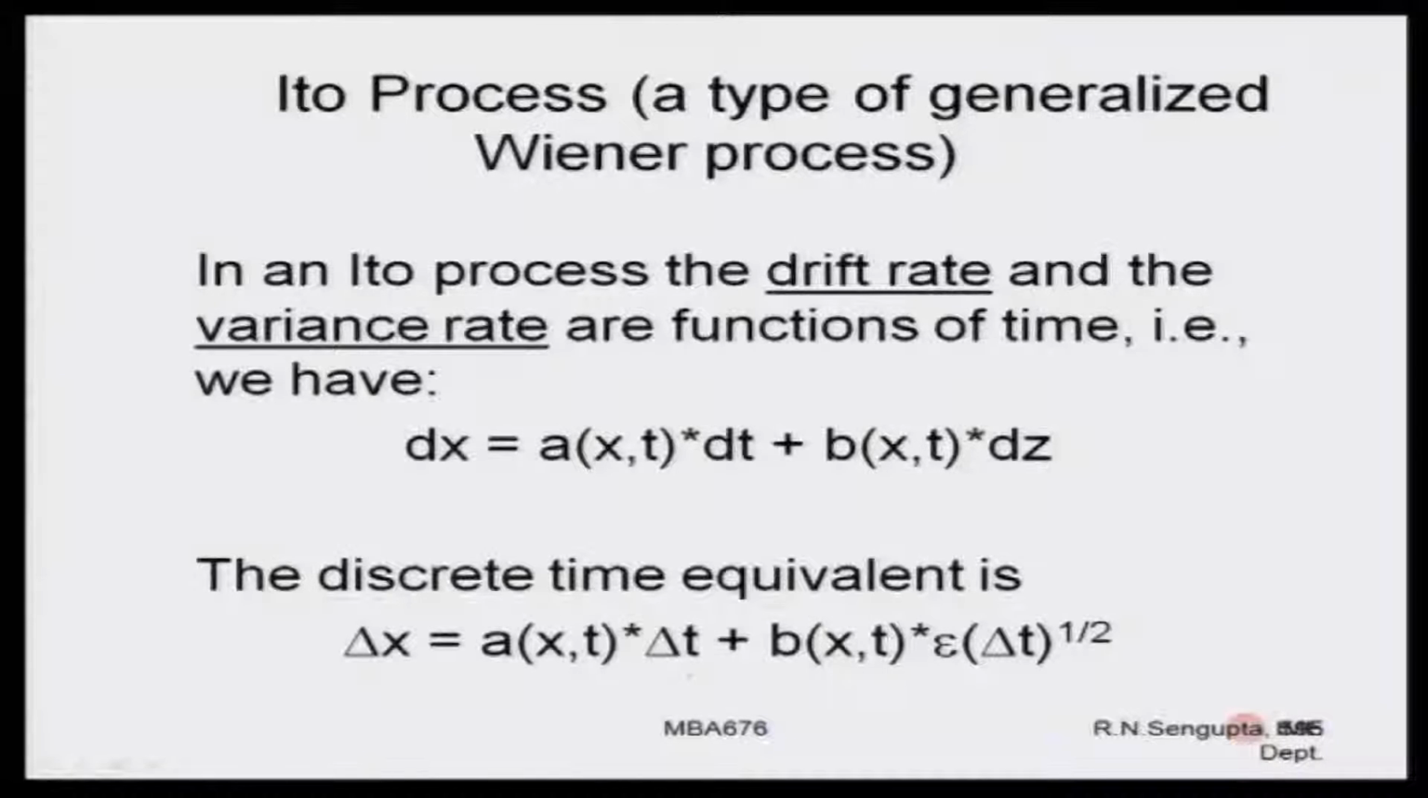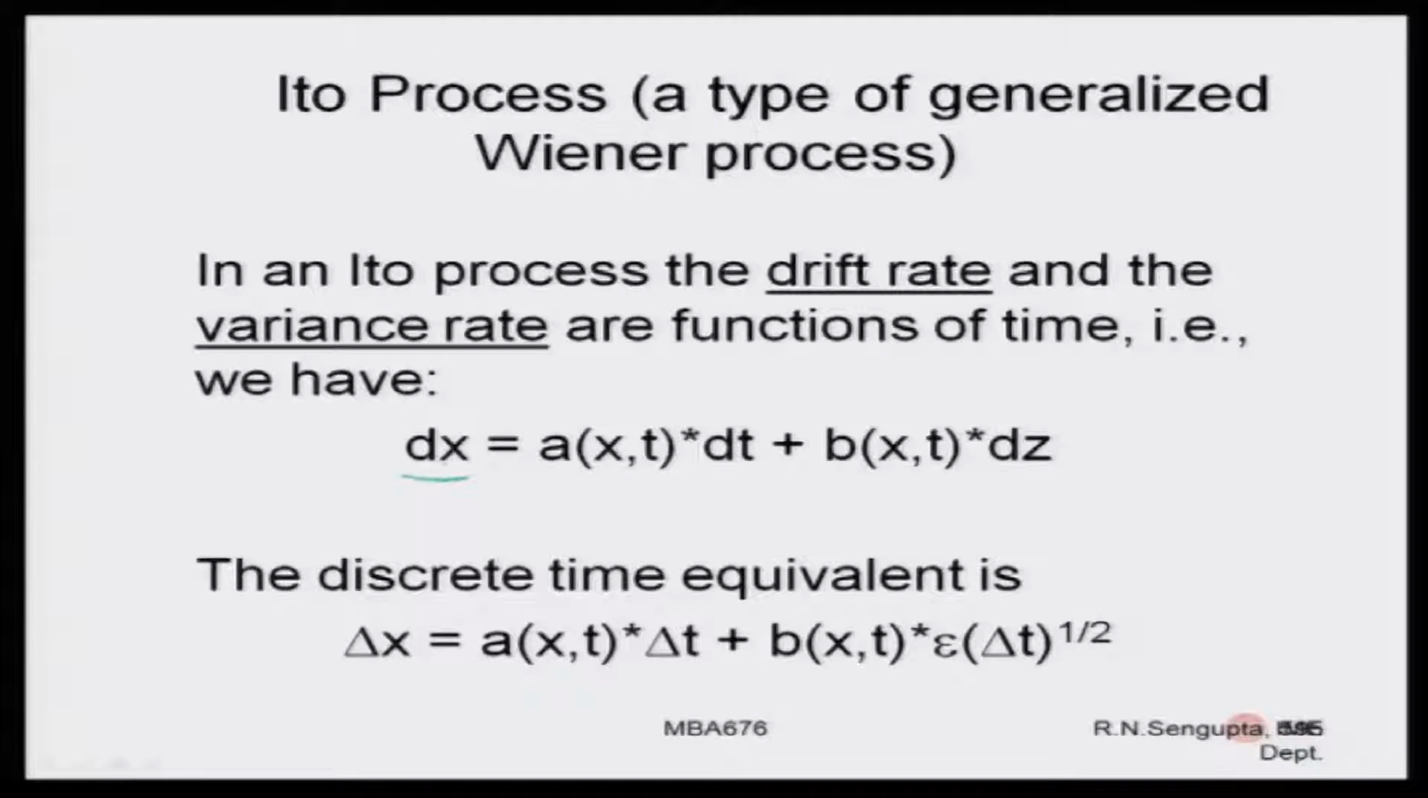Now, let us proceed to Ito's lemma, which is a type of generalized Wiener process. In Ito's lemma, the drift rate and the variance rate are now functions of time. If you remember, 3 or 4 slides before, I had told you fleetingly that A can be a function of time, B can be a function of time, which means the average rate can depend on time, and the white noise scale is also dependent on time. So, this is what Ito's lemma is going to consider here.